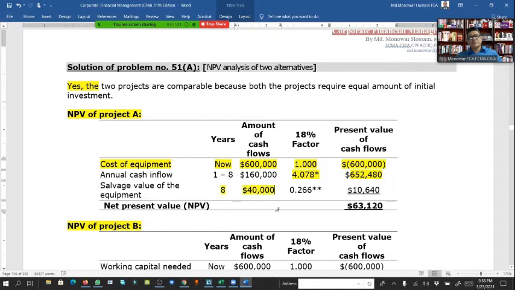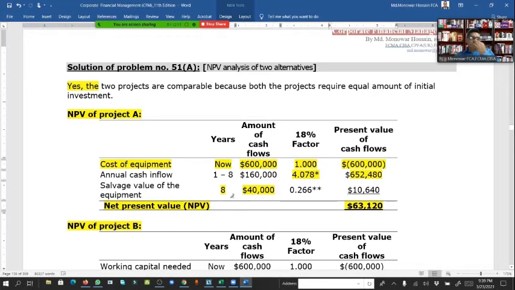Again, salvage value, this amount will come in year 8. So this amount, that is 40,000. The 18% PV factor of year 8 is 0.266. If we multiply 0.266 by 40,000, then we'll get 10,640. Add this to 6,52,480, and also minus 6 lakh, then we'll get 63,120 as the net present value of project A.